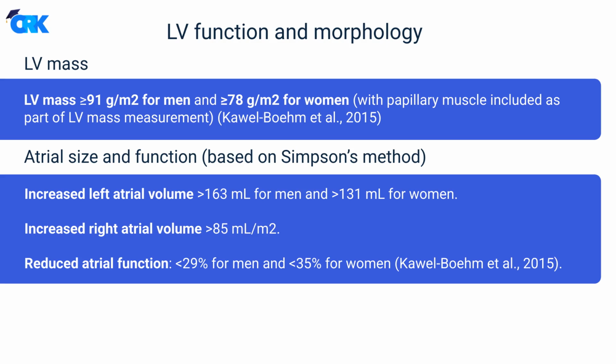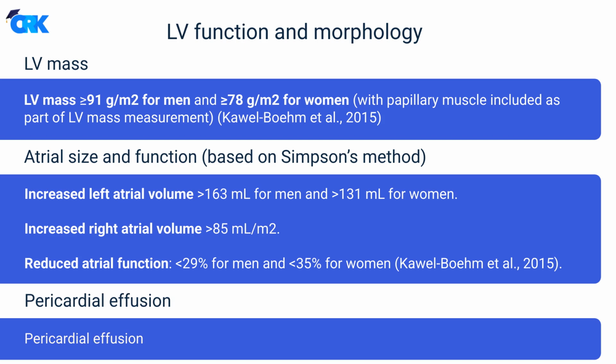And in terms of function, if you see atrial function reduced to less than 29% in men or less than 35% in women, that's another supporting clue. These findings might be non-specific, but they're still important. They can offer insight into the patient's risk for stroke or systemic embolism, and they support the overall diagnosis. Again, required.